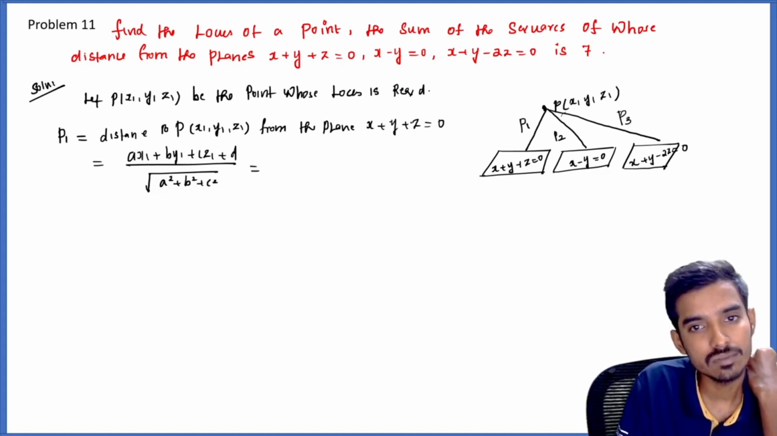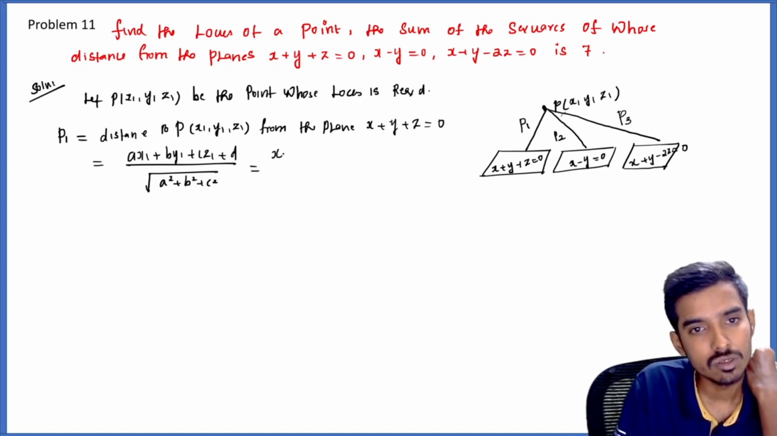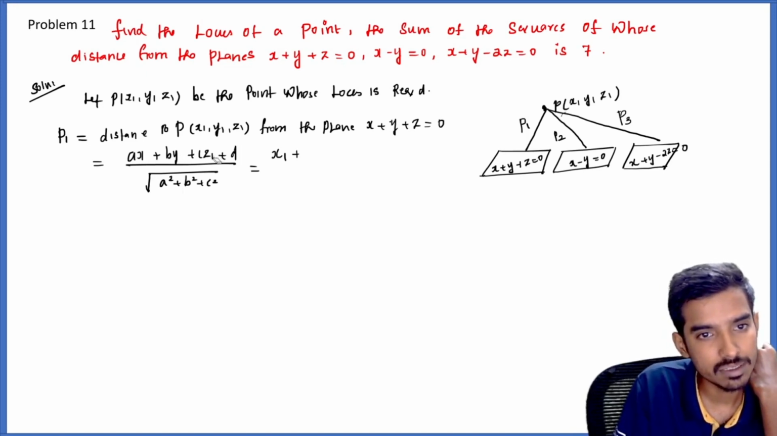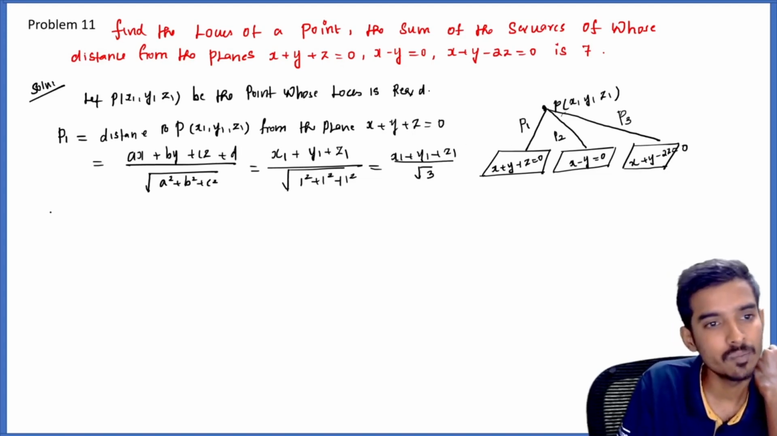So the plane is x plus y plus z. That is, a is 1, b is 1, c is 1, d is 0. So we have x1 plus y1 plus z1, where the point xyz is x1, y1, z1, right? Divided by root of a square plus b square plus c square. So this is x1 plus y1 plus z1 divided by root 3, which is this distance, right?